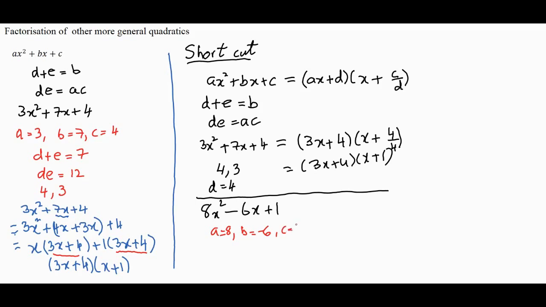And c is 1. So this means that d plus e should equal minus 6, and d times e should equal 8. So that means the two numbers should have the same sign. We know that, which means both numbers will end up being negative. So if we proceed, which we will, this means the numbers look like 4 and 2. Actually, negative 4 and negative 2.